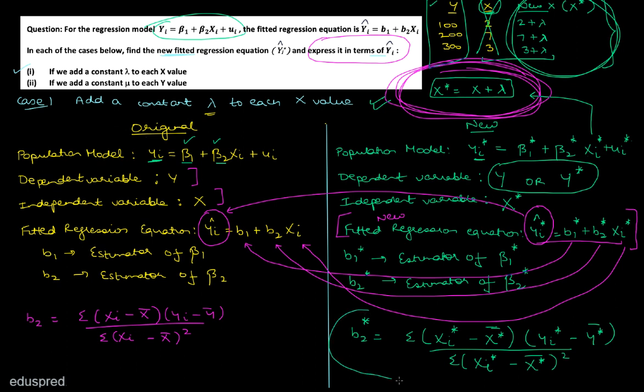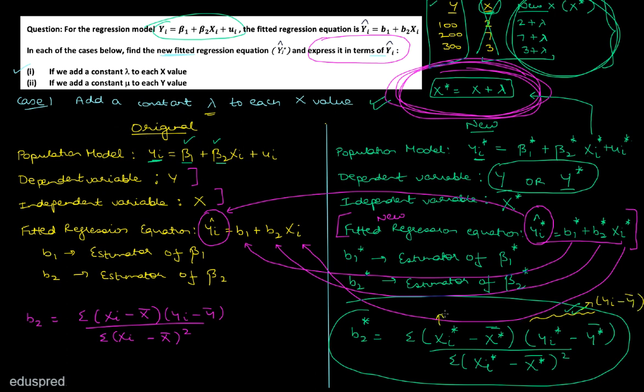Some of the things that I know by now are that xi star can be written as xi plus lambda. That's the first thing that we know. Second thing, instead of yi star, if I want, I can also write yi over here, right? Because I told you that y star and y are one and the same thing. So in this bracket, it does not matter whether I write y star minus y star bar, or if I want, I can also write yi minus y bar over here, right?